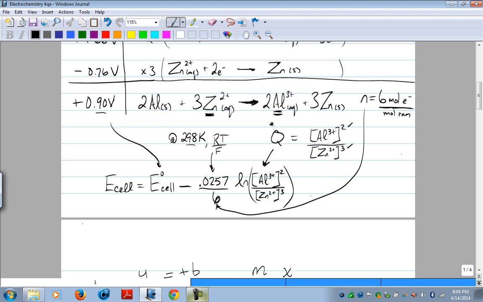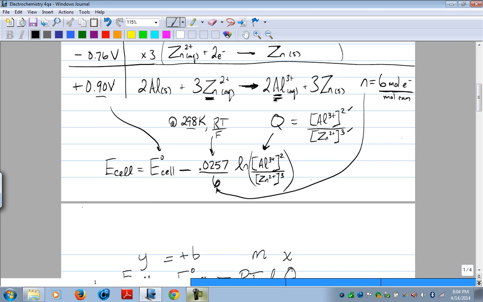But, well, you can say, why don't I have a billionth molar aluminum? Well, good luck weighing that out. I don't know where you're going to find such a scale. So you have to use some kind of realistic, reasonable concentrations.